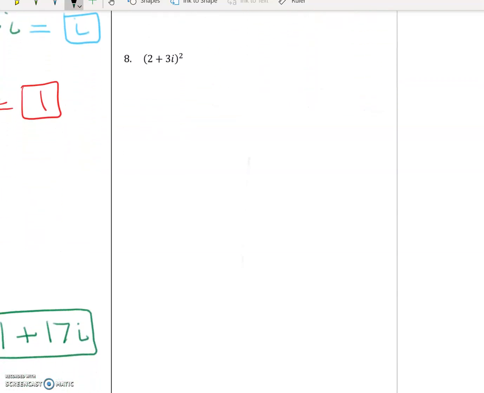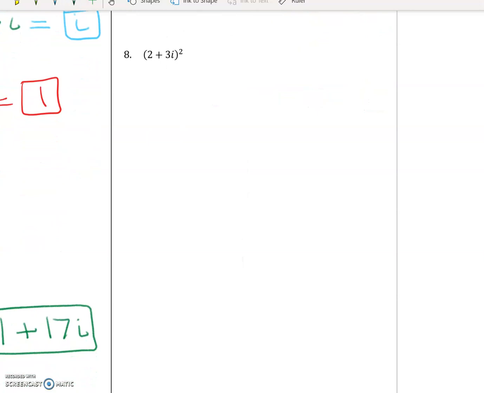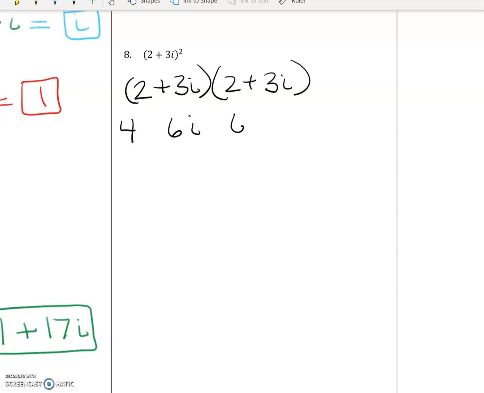And then when you have parentheses, you want to distribute, but when it's squared, make sure you write it twice. Now just distribute. 2 times 2, 4. 2 times 3i is 6i. 3 times 2i is 6i. 3i times 3i is 9i squared. Whenever you have an i squared, it makes it the opposite.